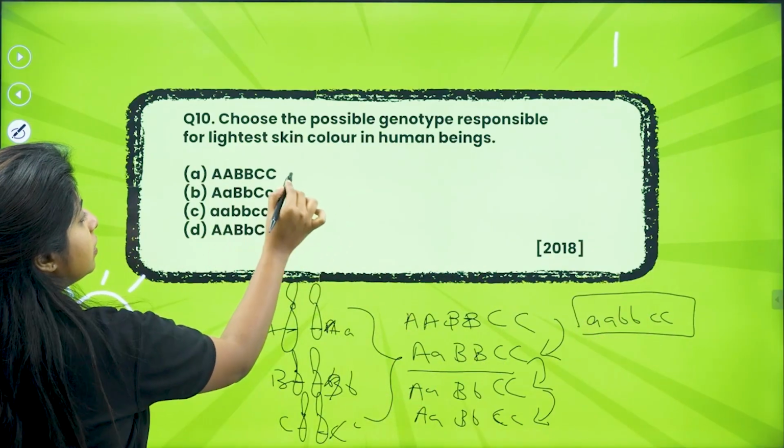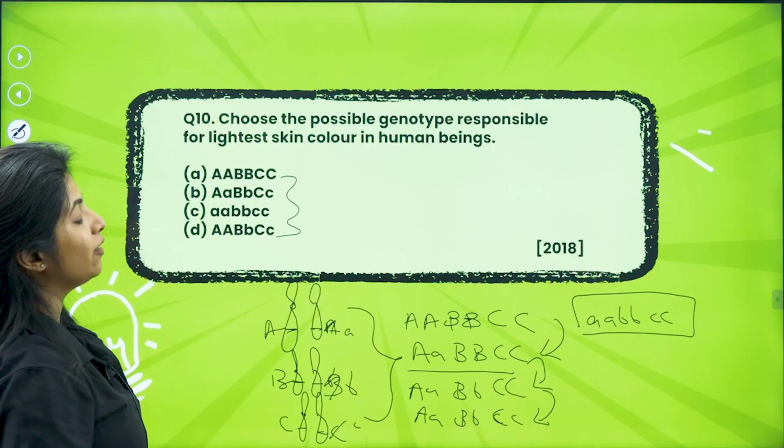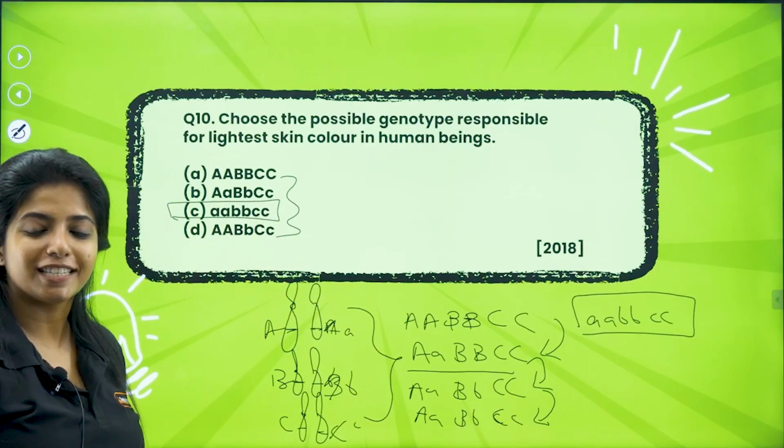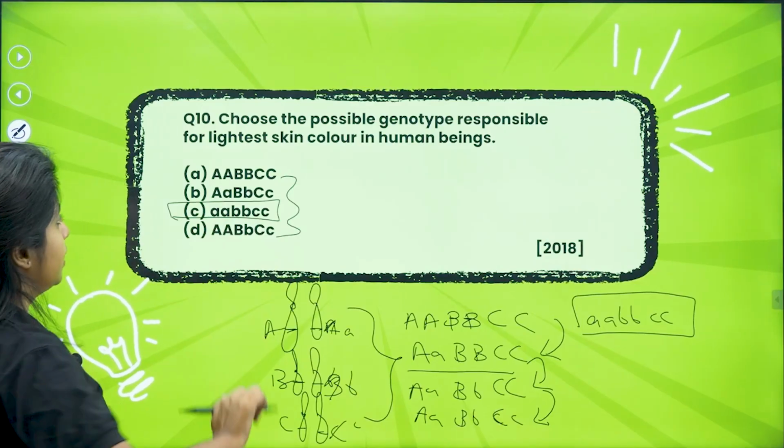So over here in the options, which one is the one? It will be C. Small a, small a, small b, small b, small c, small c.